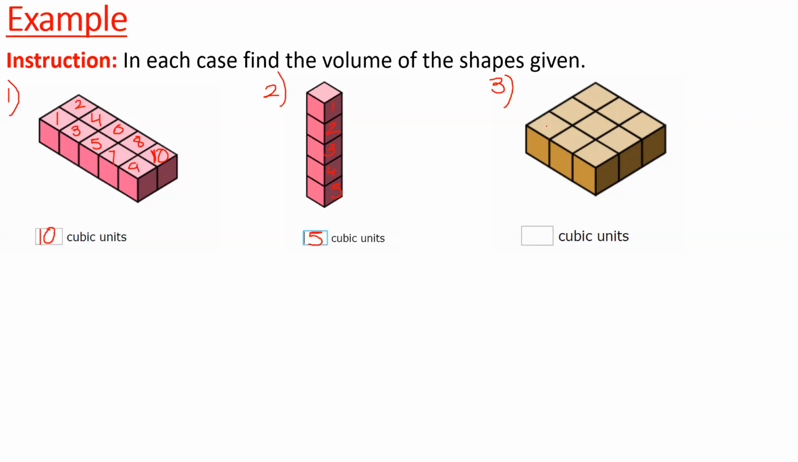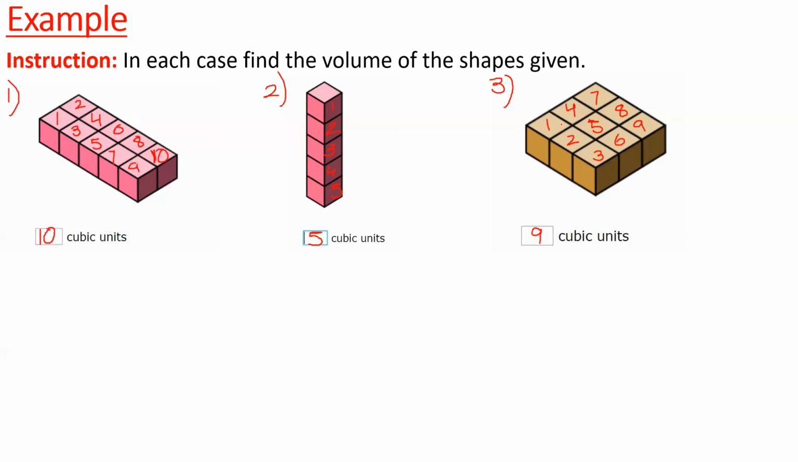All right, so let's count it. This is 1. This is 2. This is 3. This is 4. This is 5. This is 6. This is 7. This is 8. And this is 9. So the amount of cubic units for the shape is 9 cubic units.